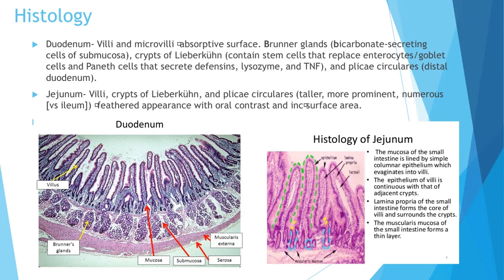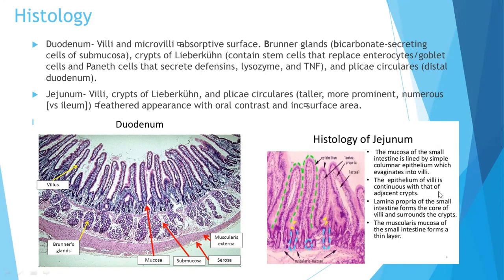Okay, now whenever you give a patient an oral contrast and take an X-ray, you can encounter a feathered appearance. Now that feathered appearance is mostly due to the jejunum. Okay, and the plicae circulares, which are more prominent, also increase the surface area for absorption.